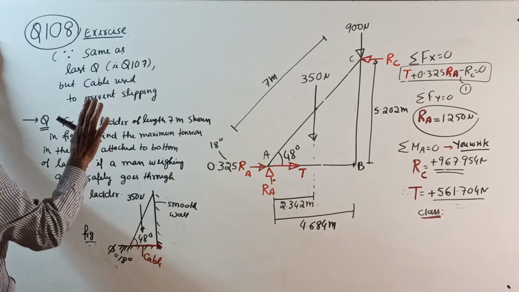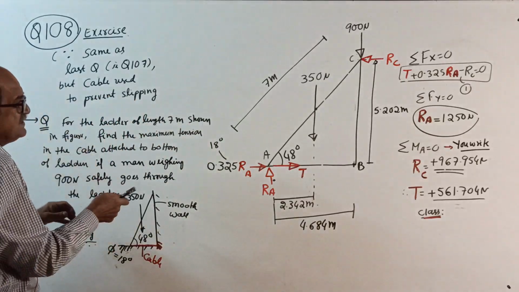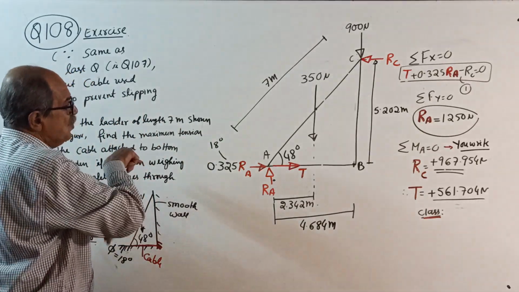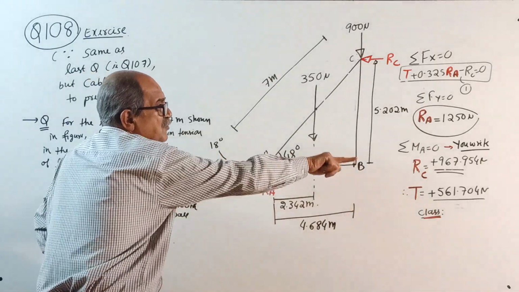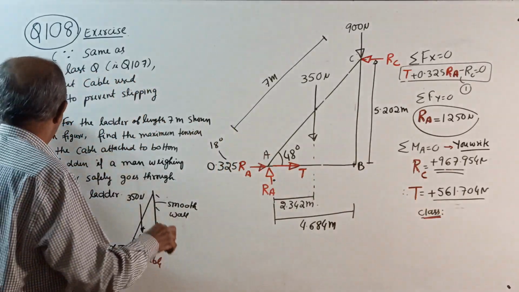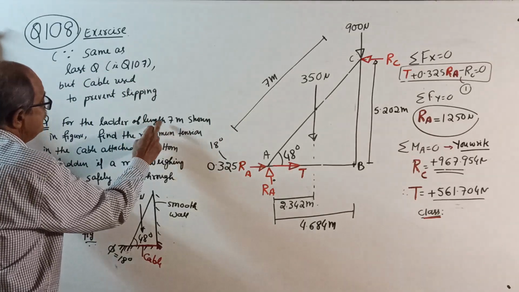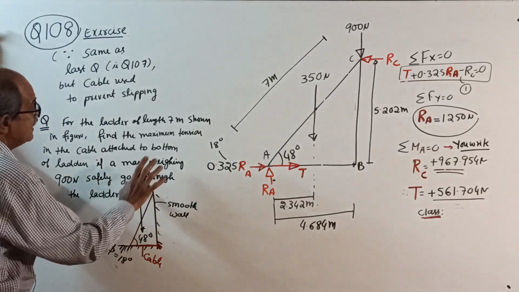Absolutely no change, but the cable is used to prevent slipping. Last time they asked what horizontal push, P, was required here. Tension is the same way, T. Instead of P, it will be T. Make a note. For the ladder of length 7 meters, they are giving the length in words. This length is 7 meters.